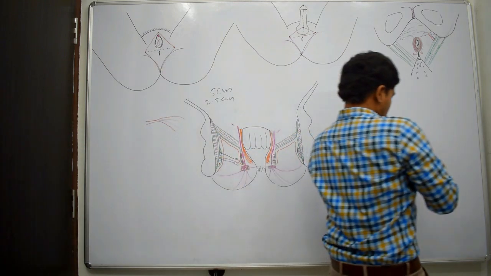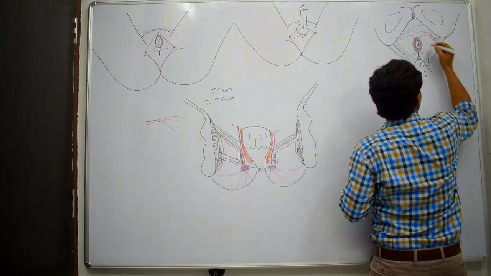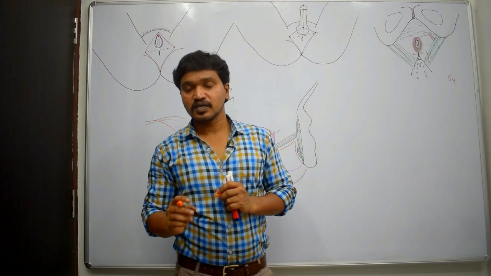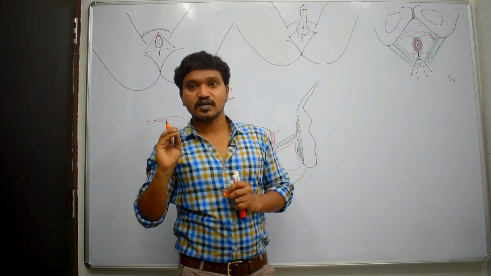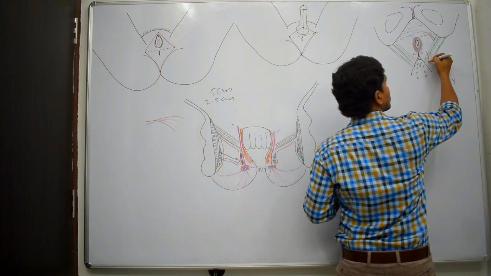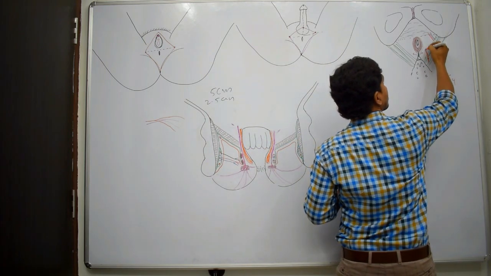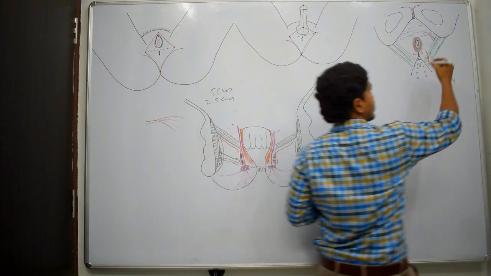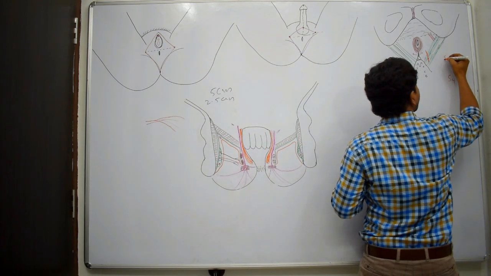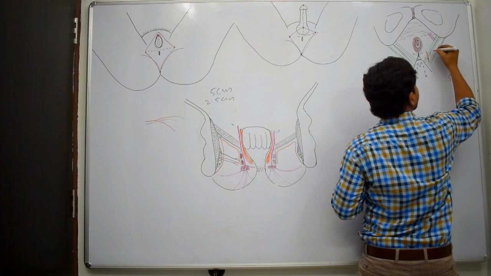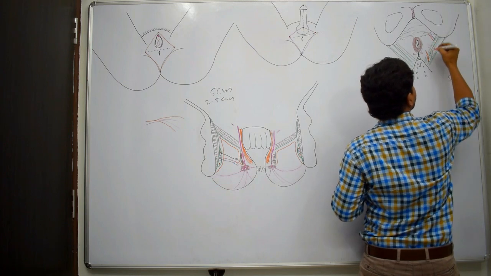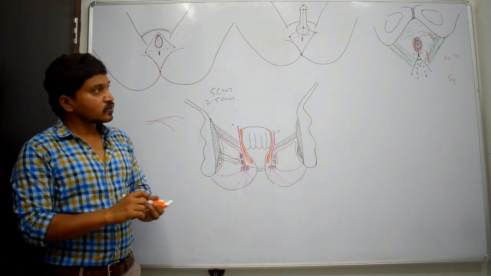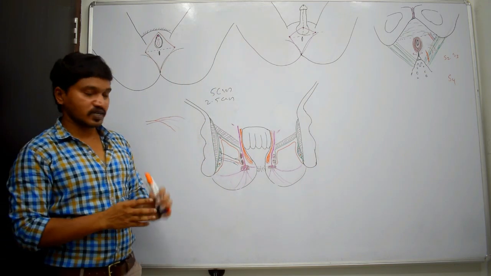Then here, the perineal branch from the S4, that means the perineal branch from the fourth sacral nerve. It is also one of the contents of the ischiorectal fossa. Then there will be perforating branches from S2, S3. Right? So these are the contents of the ischiorectal fossa.